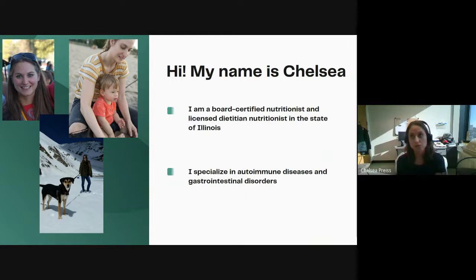And it was from there that I started to work with people with autoimmune diseases. Although I saw a lot of patients with traumatic brain injuries, some fertility patients, and then other chronic health conditions like PCOS and diabetes and metabolic diseases. So I do specialize in autoimmune diseases and GI disorders, but I see everybody across the board as they come in.